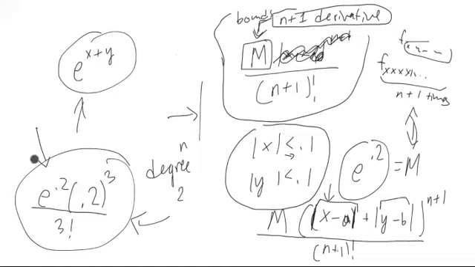Let's just remind ourselves. This is how far off we are from the actual sum if we only use up to degree 2 in the Taylor series. It's an upper bound for how far off we could be.